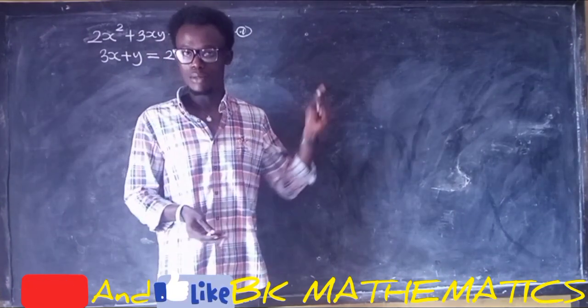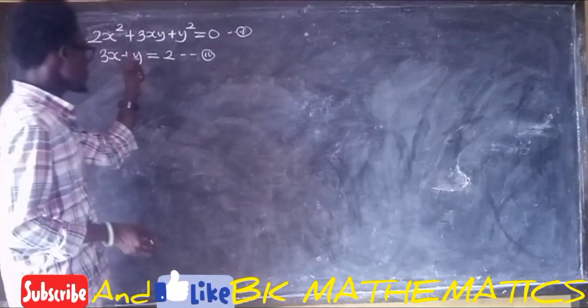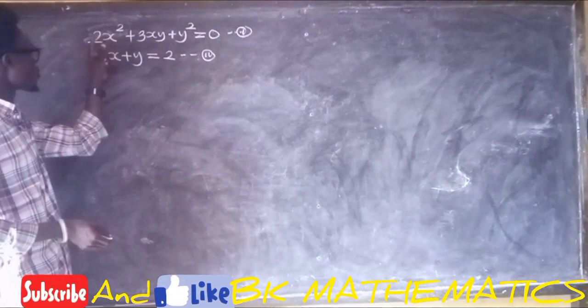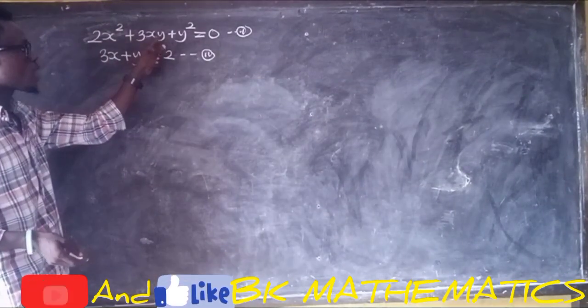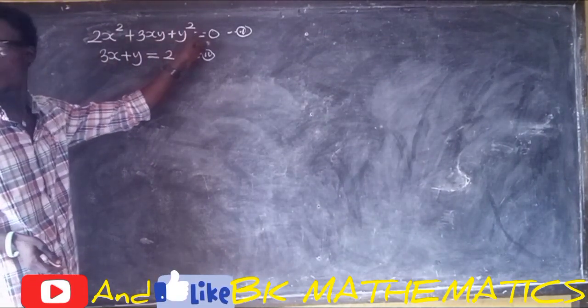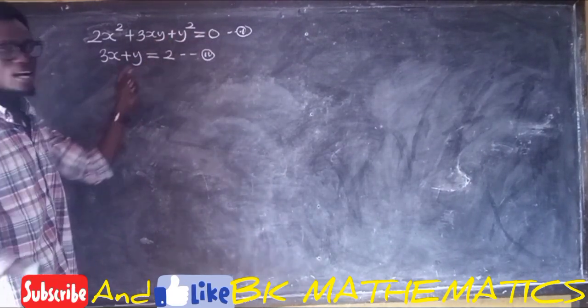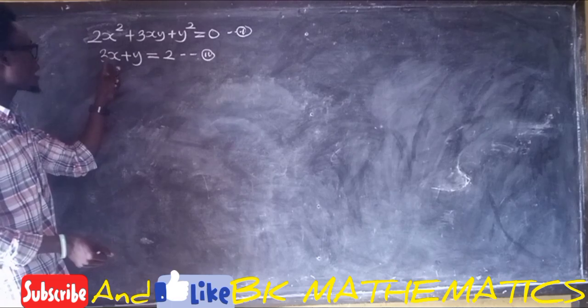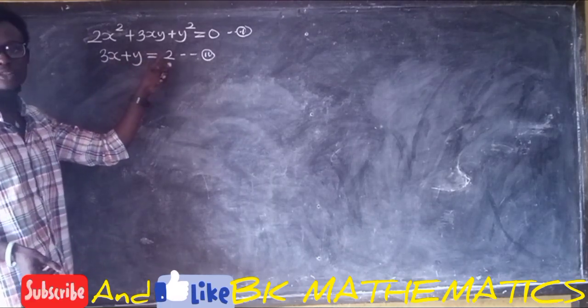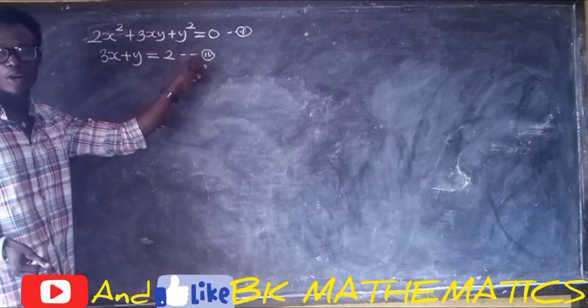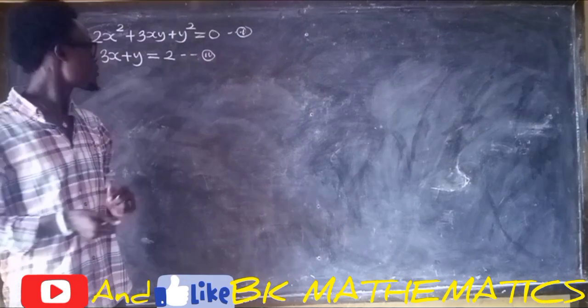Now let's look at the problem that we are given. It reads 2x squared plus 3xy plus y squared is equal to 0, and this is equation 1. We are given equation 2 also as 3x plus y is equal to 2. This is equation 2.